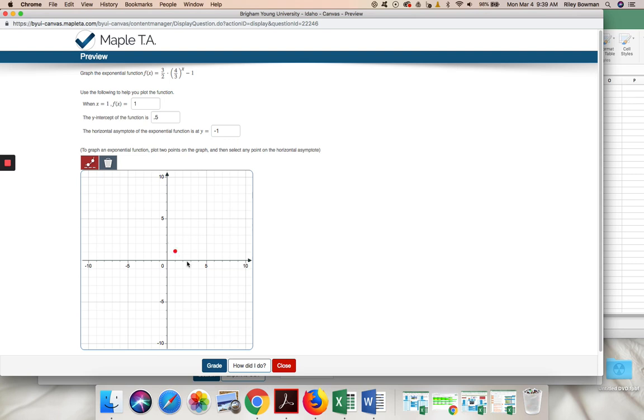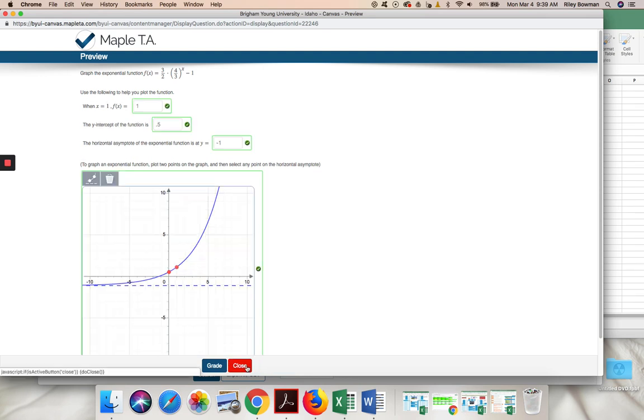It's close enough. And then the y-intercept of the function is at 1/2, so here's the y-axis, or where x equals 0, and go up 1/2. That's pretty close. And then the horizontal asymptote is at -1, so we're going to click that, and it graphs it in for us. If you want to check how did I do, you can do that as well.